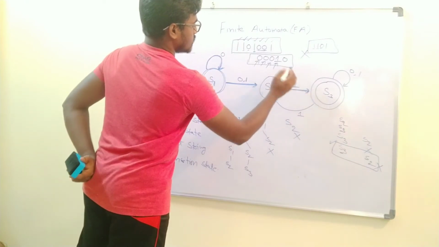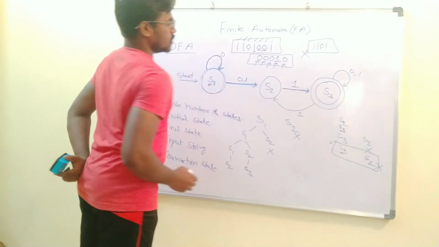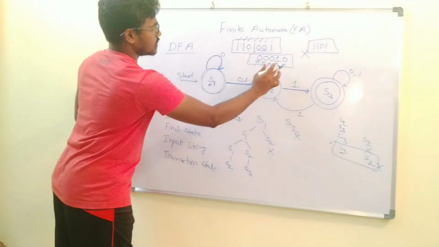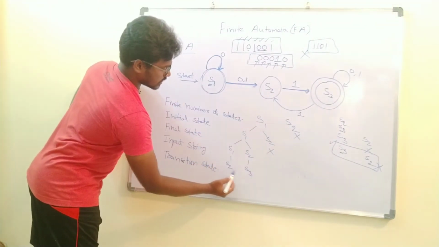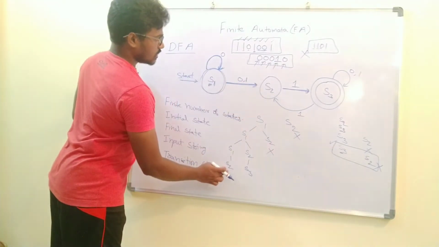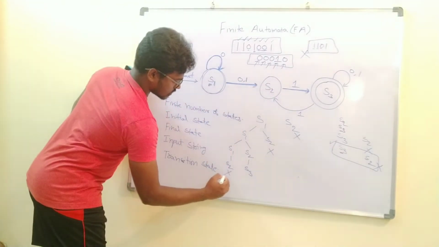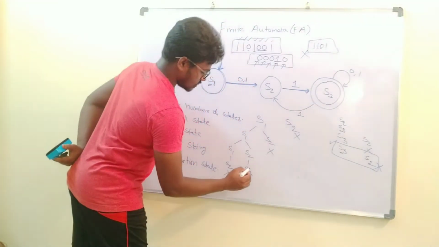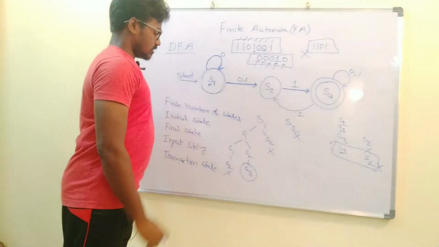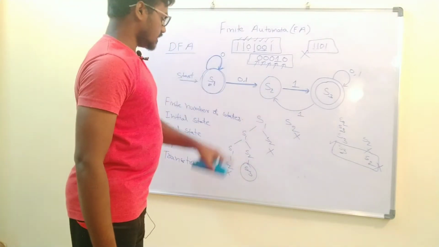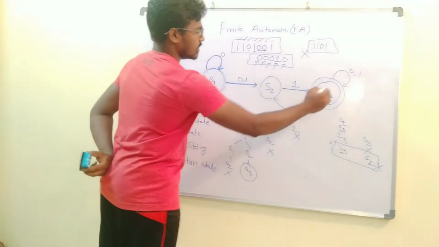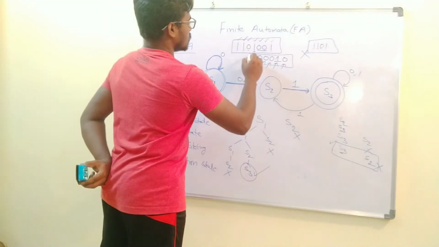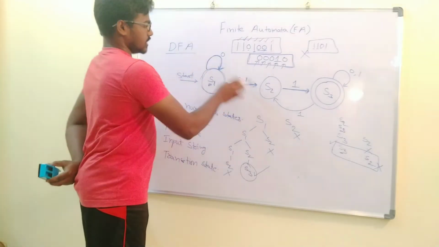So let's take the last character, which is 0. We have two states, S2 and S3. If it is 0, then from S2 we don't have a path. But for S3 we have a path to S3 again. So this is the final state after completion of this number, and this state is a final state, which is the accepted state. So this string is also a valid string for this diagram.